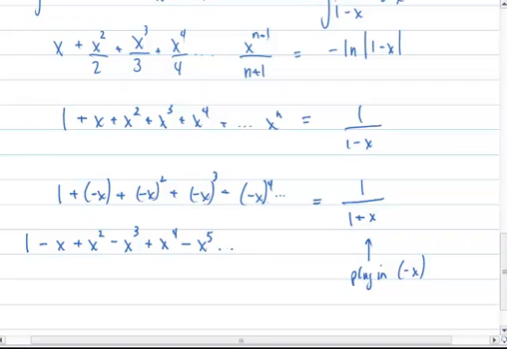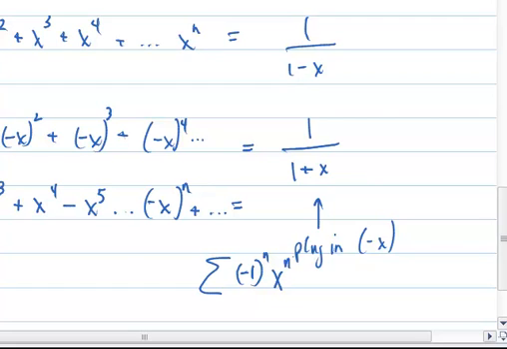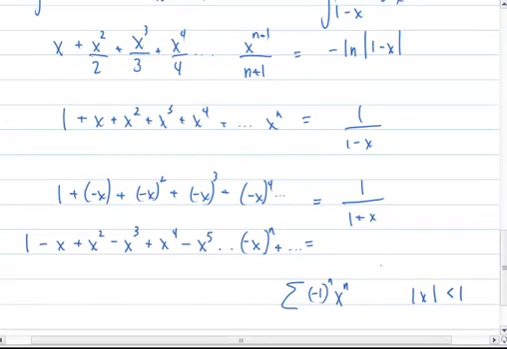And for the general term, we would have this equal to the summation of negative 1 to the n power times x to the n, and again the convergence criteria for this geometric series would be that the absolute value of x has got to be less than 1.